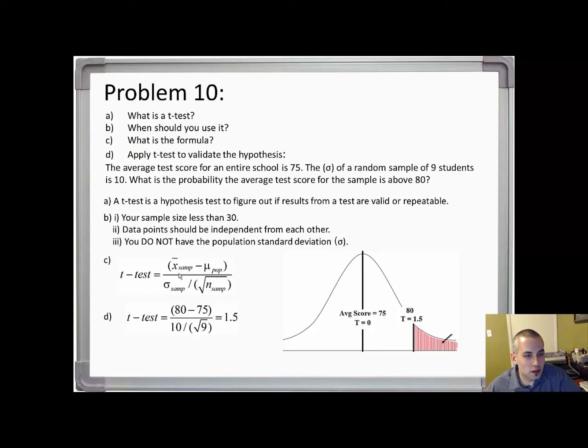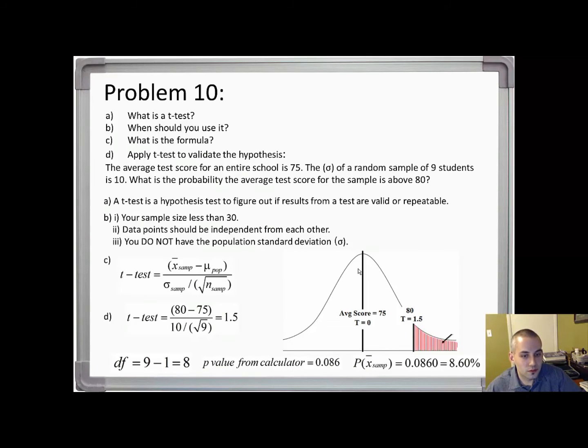So let's go through the variables in the t-test. This is going to be the mean sample. In our case, it is 80 minus the mean population, which is 75, divided by the standard deviation of the sample. In our case, it's 10. And then we take the divided by the square root of the number of samples, which is 9 students. We get our value for t-test of 1.5.